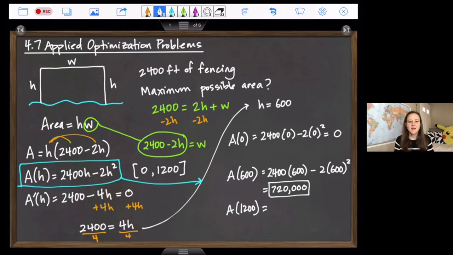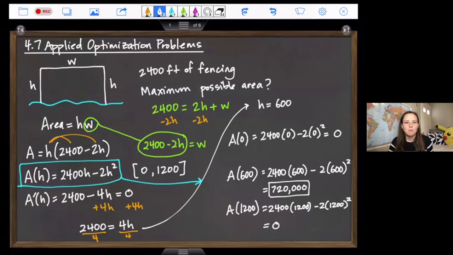Our maximum possible area with our goat. And then we're just going to double check this A of 1,200. This one is also going to end up being 0. Plug this in and you can check on your calculator that it is, because that was the pen where we made 1,200 feet on this side, 1,200 feet on this side, and didn't have any left over to make any width. So that was the one that had 0 area to it as well.